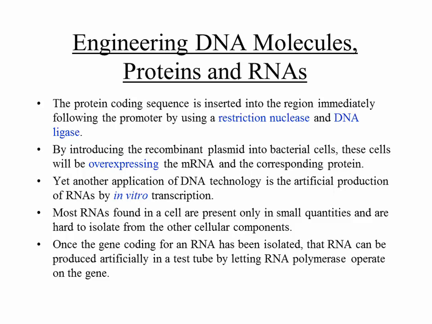Most RNAs that are found in a cell are present only in small quantities, and they are hard to isolate because it's a very fragile molecule. So it's hard to isolate from the other cellular components. Once the gene coding for an RNA has been isolated, that RNA can be produced artificially in a test tube by letting RNA polymerase operate on that gene. Not inside the cell, but you can produce large quantities of that.